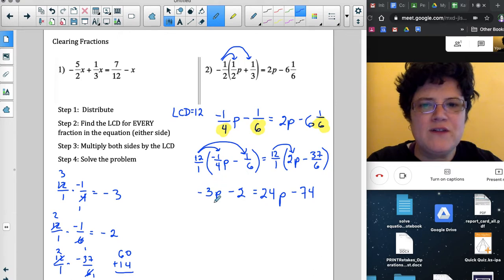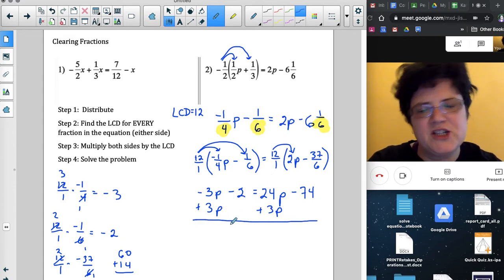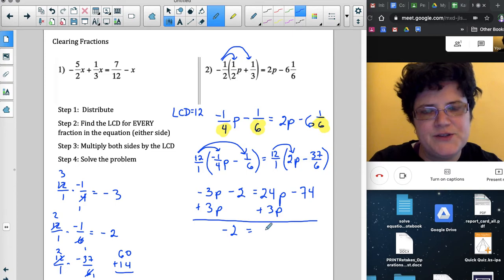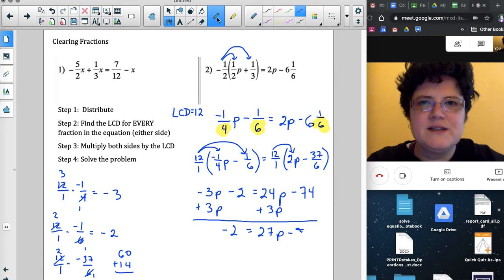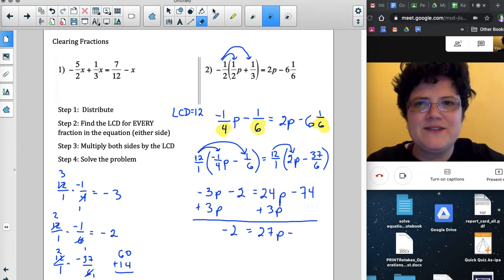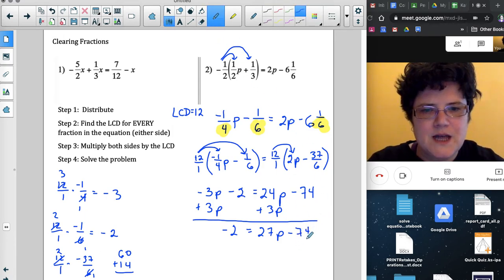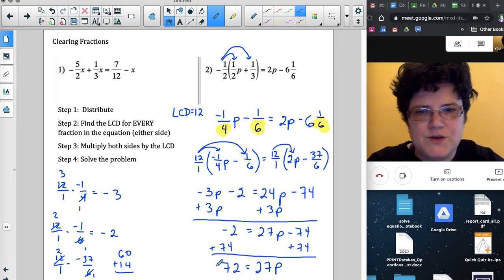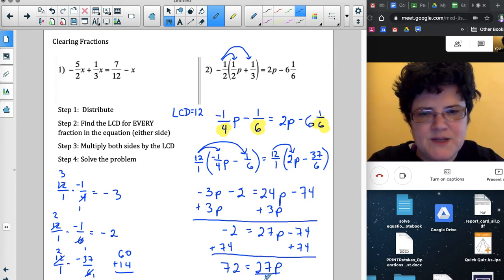Okay. So let's see now what I can do. Let's get all of our p's together. So now I might just add the 3p on this side, right? But now it's a little bit easier because I'm not worried about fractions and denominators and everything. So negative 2 is equal to 27p minus 74. And then let's add 74 to both sides. And so we get 72 is equal to 27p. And so I'm going to divide both sides by 27.